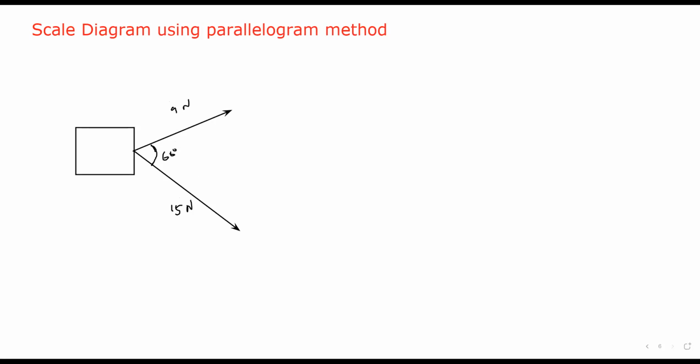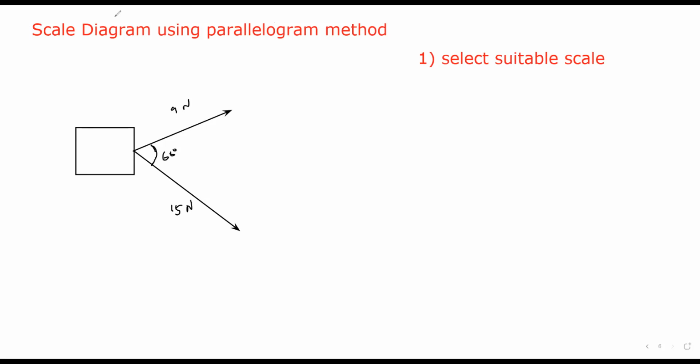The first step to solve this using a parallelogram method is to select a suitable scale. What is the meaning of select a suitable scale? On your ruler you have markings in millimeter or centimeter. There is no marking in Newton. It's not written 1 Newton, 2 Newton, 3 Newton. So you cannot draw 9 Newton and 15 Newton. There is no scale for that.